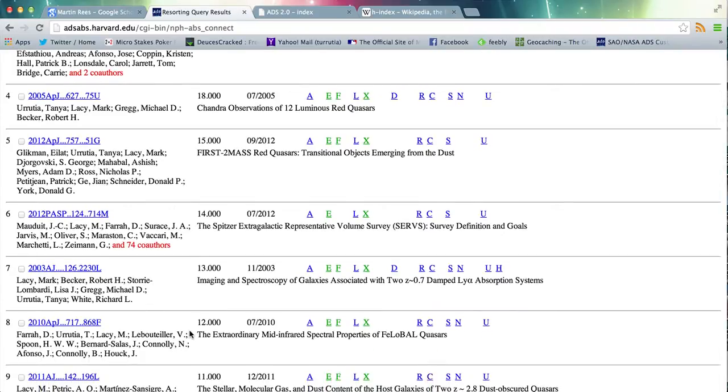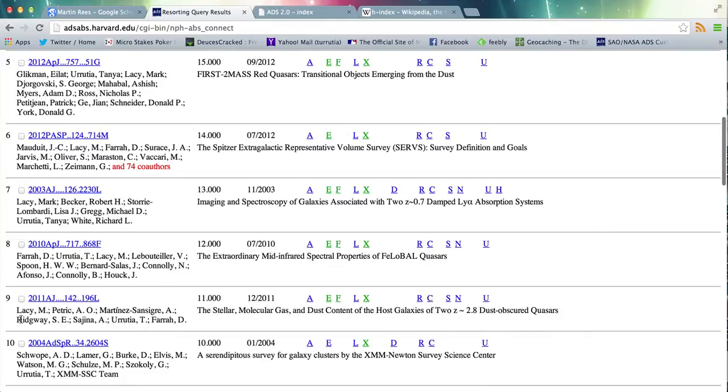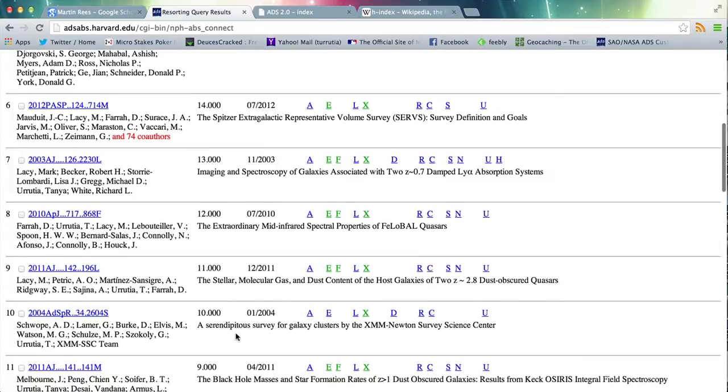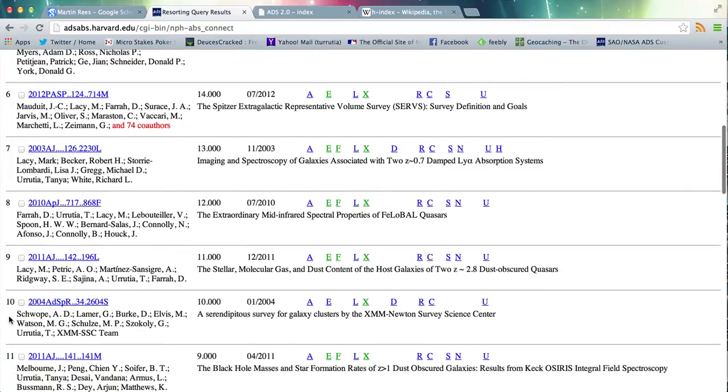You see these two lines are starting to come closer. The ninth has 11, and here's actually the number where 10 meets 10, and here it actually has crossed the line. So my H-index is 10.